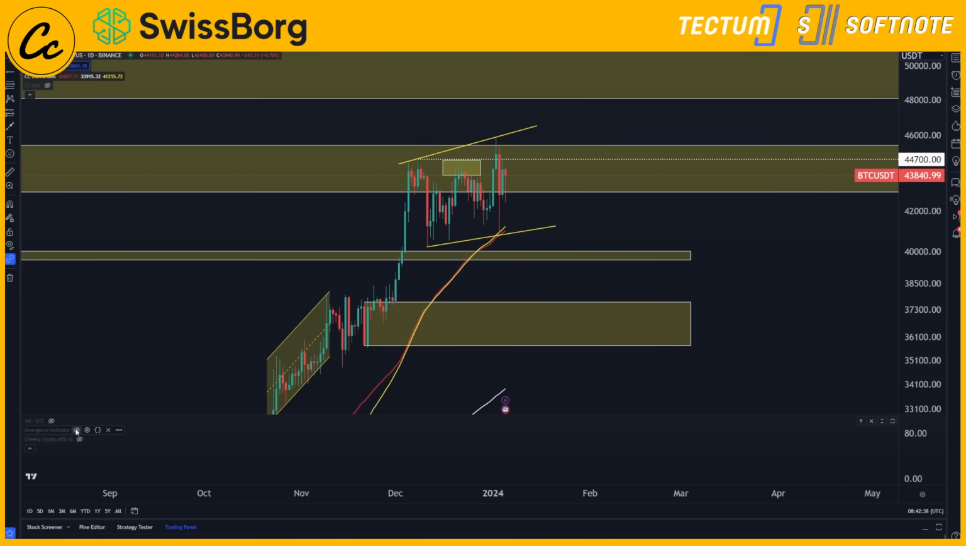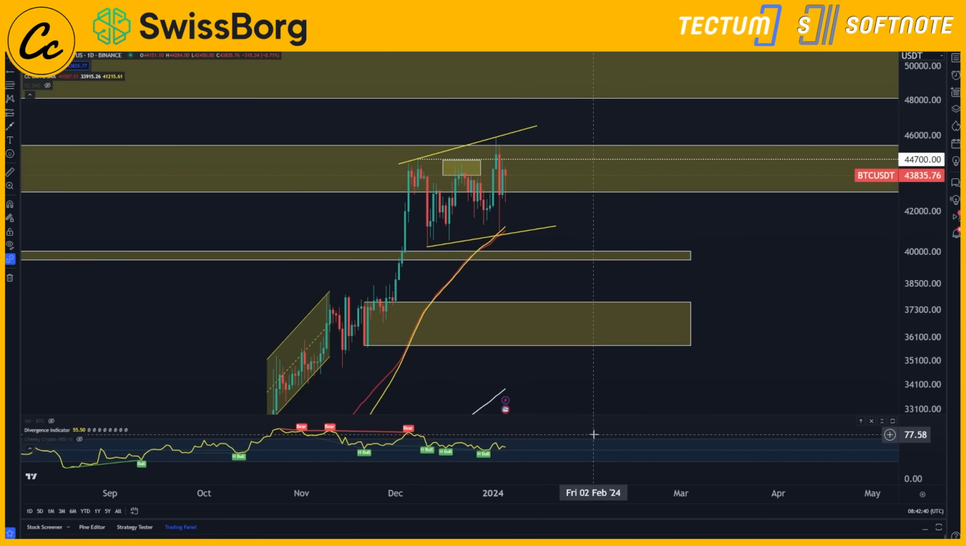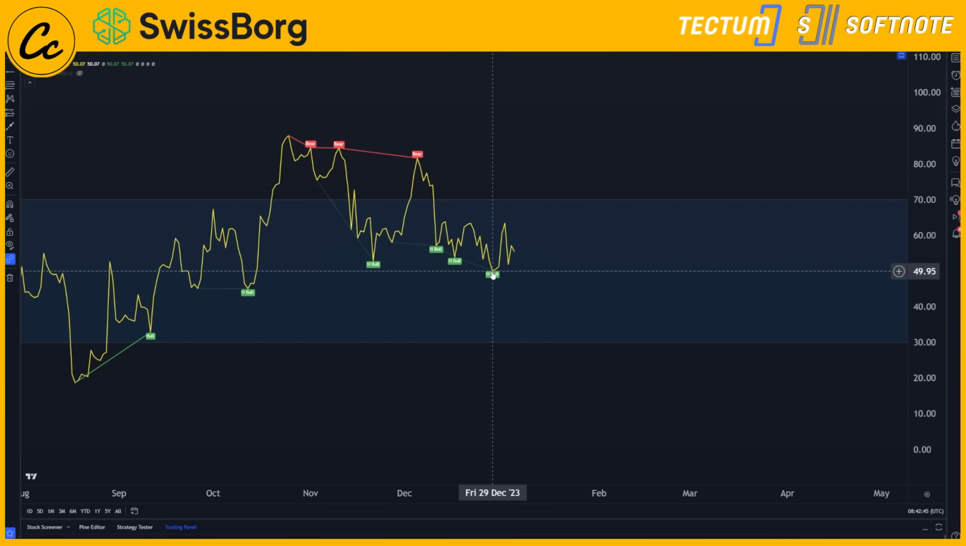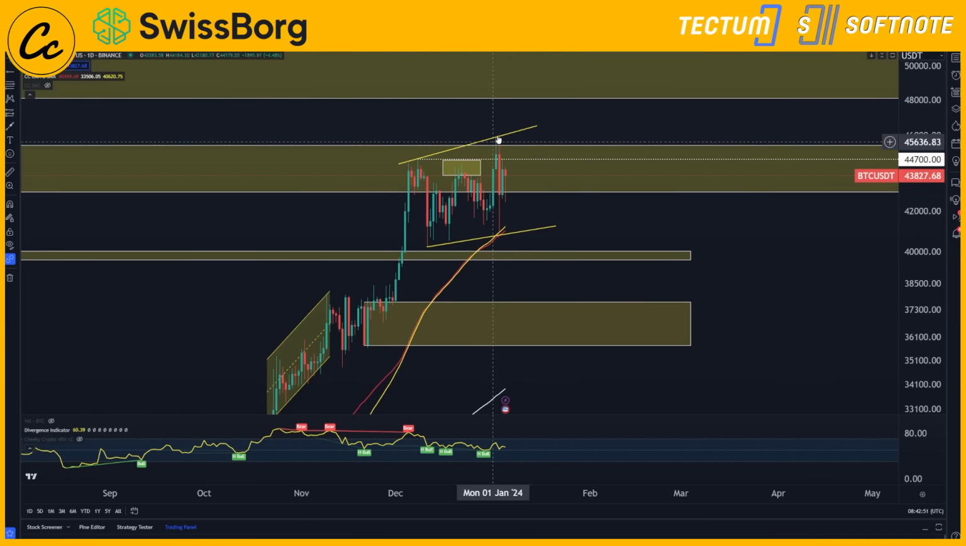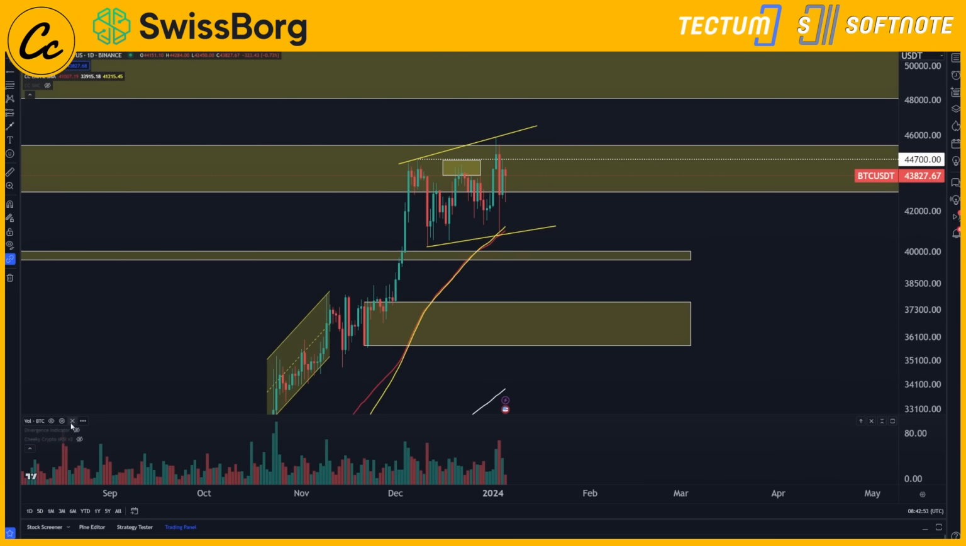Let's go ahead and take the stochastics off and throw in the divergence indicators. Again, no divergences have been noted here since the 29th of December. So again, not looking for any kind of major movements from the divergence indicator, but we are seeing, of course, still some volume profiles that are showing us higher selling volumes than buying volumes. So again, even though we have these higher highs in terms of price action, we can see that they are actually lower in terms of volumes.